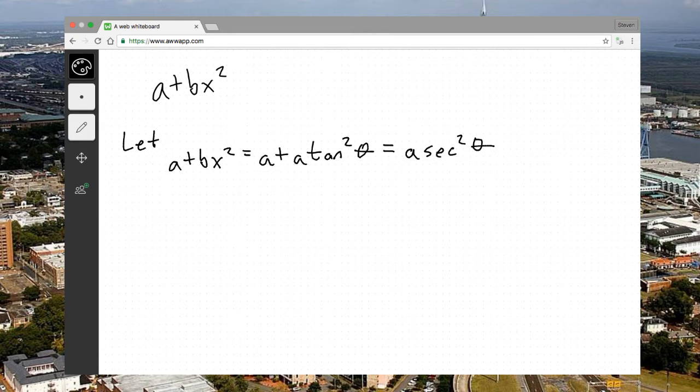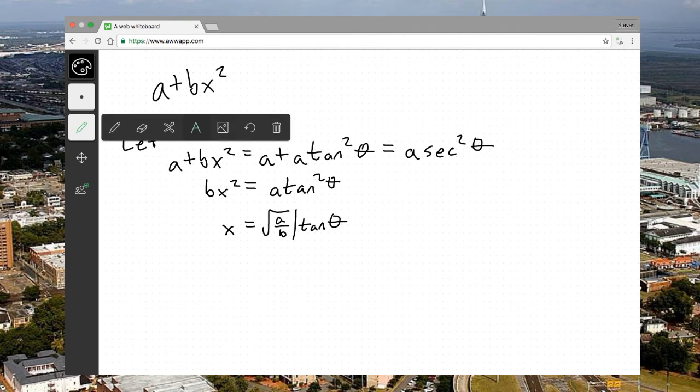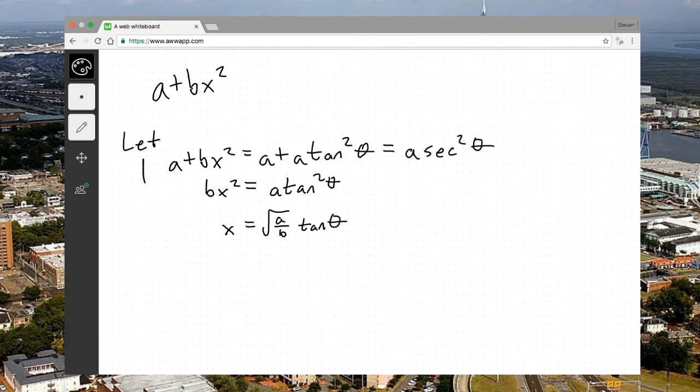Notice that what we're actually doing, if we subtract a from both sides, is replacing bx squared with a tangent squared, and we could solve for x to get the square root of a divided by b, tangent of theta, taking the square root of both sides. Now actually there should be an absolute value here, but the reason we don't have to worry about that is because what we're really doing is letting x equal the square root of a over b tangent of theta, and then working our way back up.